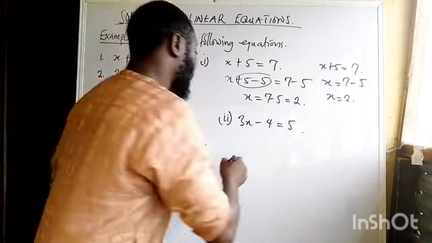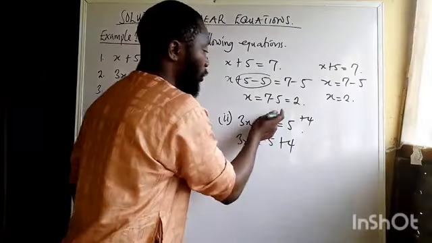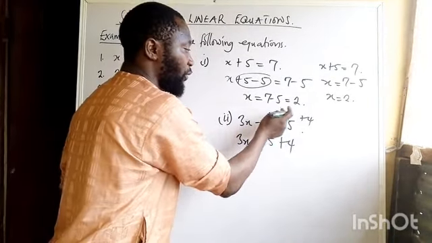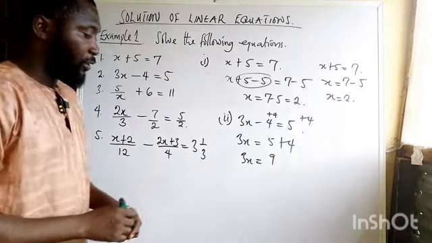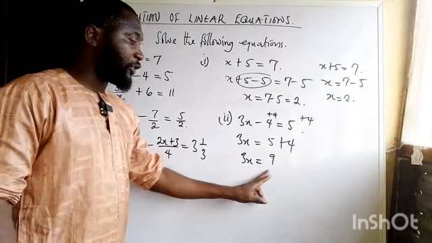By the time you add 4 to this side and add 4 to the other side, negative 4 plus 4 gives us 0, and 5 plus 4 is what we have on the other side. Now we have 3x equals 5 plus 4, that is 9. So now you have 3x equals 9.